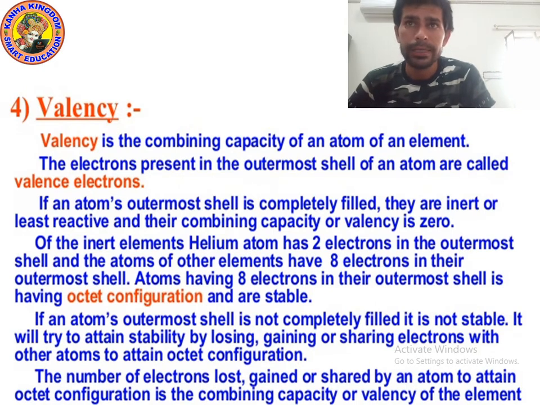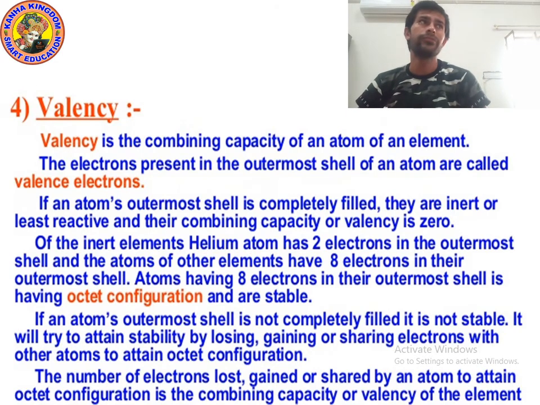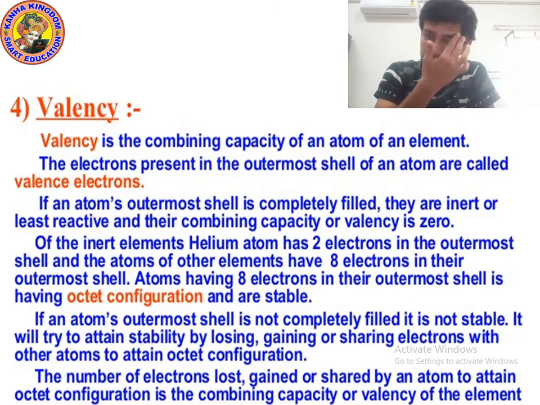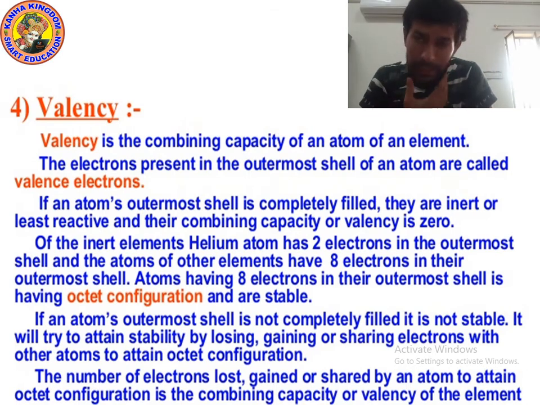Atoms having 8 electrons in their outermost shell have octet configuration and are stable. If 8 electrons are present in the outermost shell, we can say it has octet configuration, meaning it is following the octet rule, and the atom is stable.